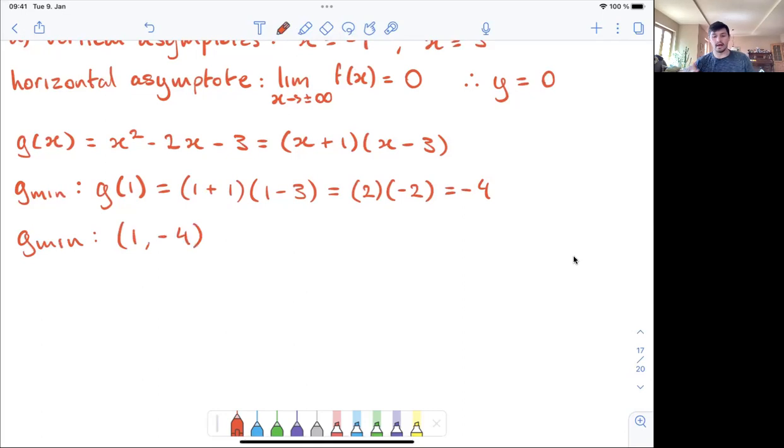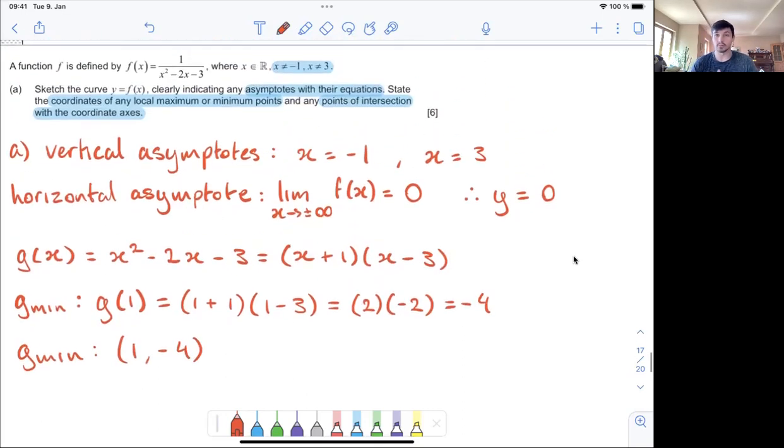Right. Now, a relationship between reciprocal functions that you can use here is that since the graph of g has a minimum point, that means the graph of f will have a maximum point because they're reciprocal functions, and the x value will be the same for both these 2 points.